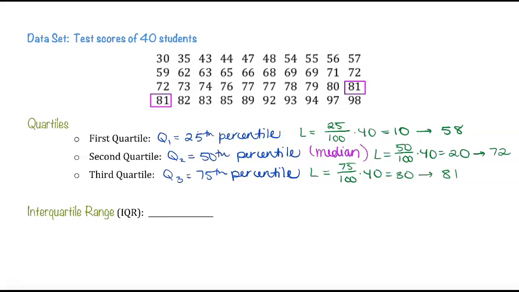The interquartile range is how far the middle 50% of the data is spread out. And we can calculate that by simply taking the third quartile, Q3, and subtracting from it the first quartile, Q1. For our example, the interquartile range is equal to Q3 minus Q1, or 81 minus 58, which is simply 23. So that means that the middle 50% of the test scores are spread out by an amount of 23 points.